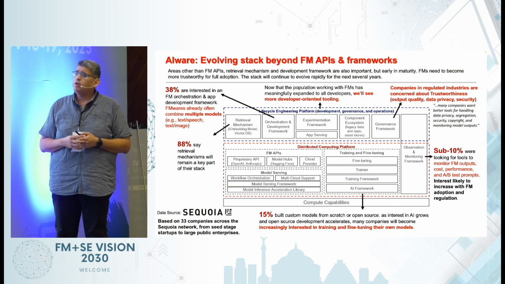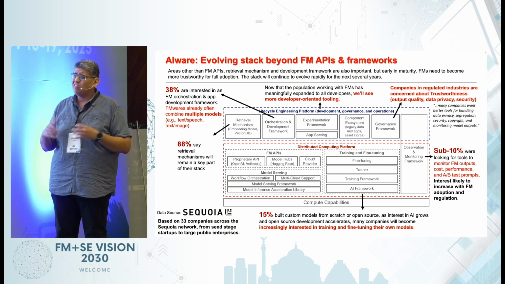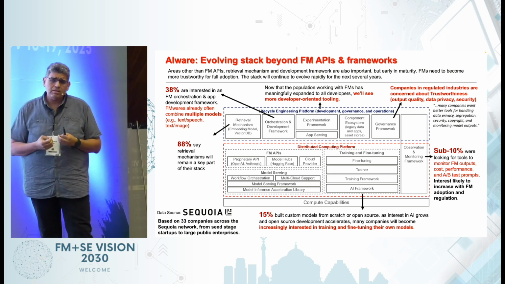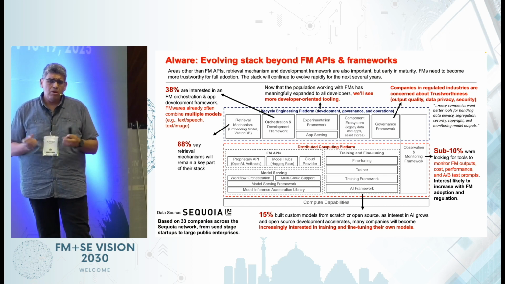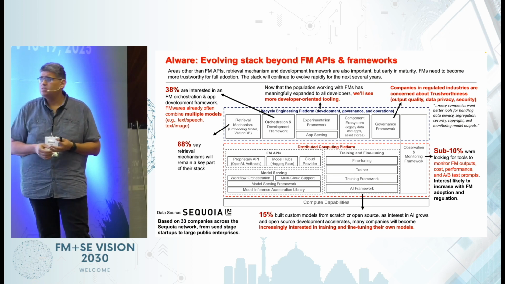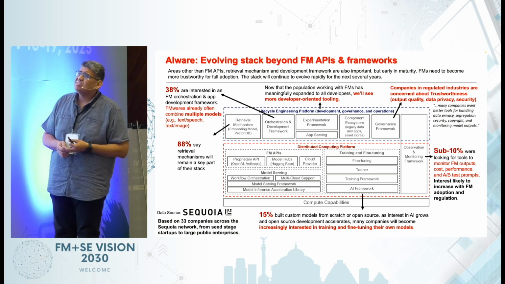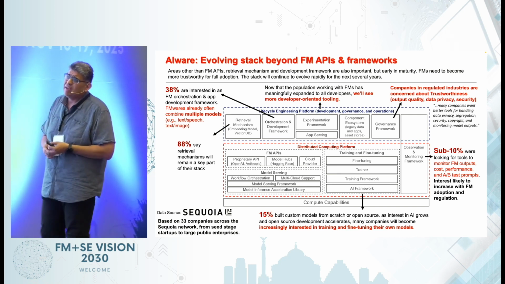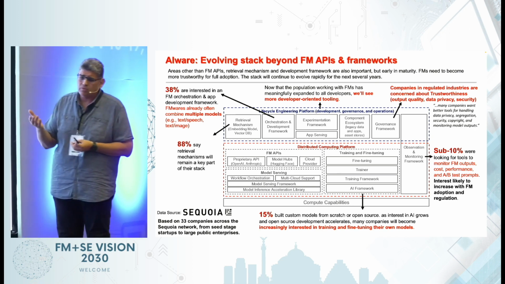And so Sequoia actually went down and asked 33 companies across their network, from seed stage startups to large public enterprises, where is the next thing you see in foundational models? And the key point here, everybody's coming, it's much more than the foundational model. It's much more than the APIs and the frameworks, but it's about the whole thing fitting together. How we can actually ship products out of this, okay? So there's a big interest in how to do orchestration. There's interest as well in retrieval mechanisms, which become a main issue with these foundational models.